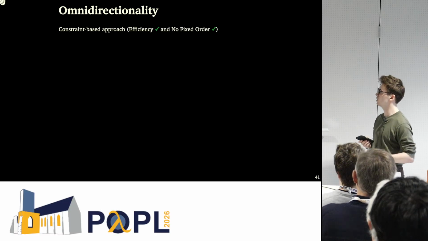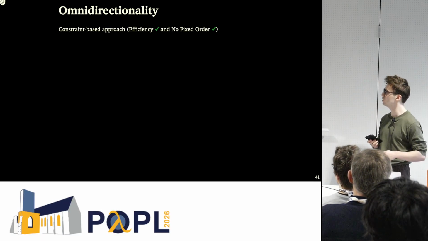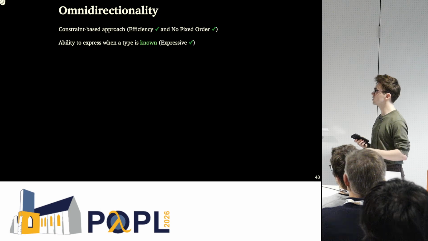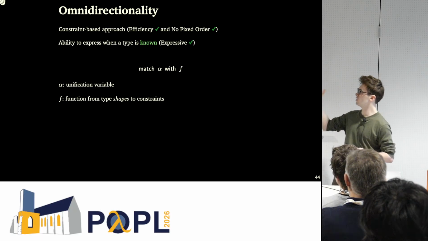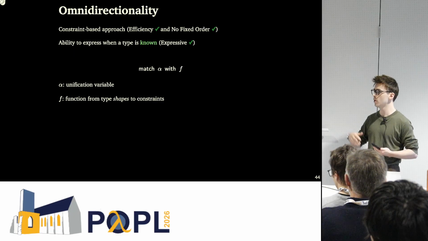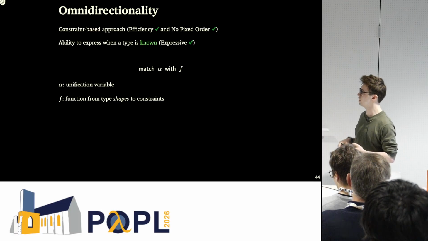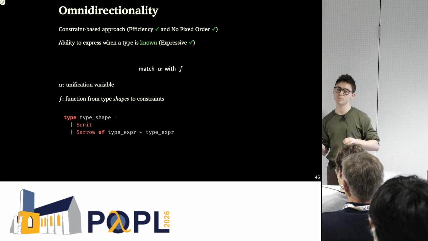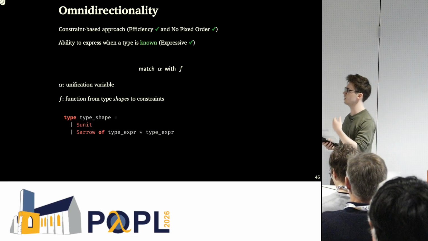So what is omnidirectionality? Well, firstly, omnidirectionality is a constraint-based approach, which means that we get the efficiency and directional insensitivity of a constraint-based approach, infused with the ability to express when a type is considered known. And we express this using a suspended match constraint. This is a special kind of constraint that essentially matches on some unification variable and then will generate a new constraint based on the known type information it receives using this function f here. And so, for instance, a simple version of known type information might just be the top-level connective, for example, unit, and the fact that it's a function type.